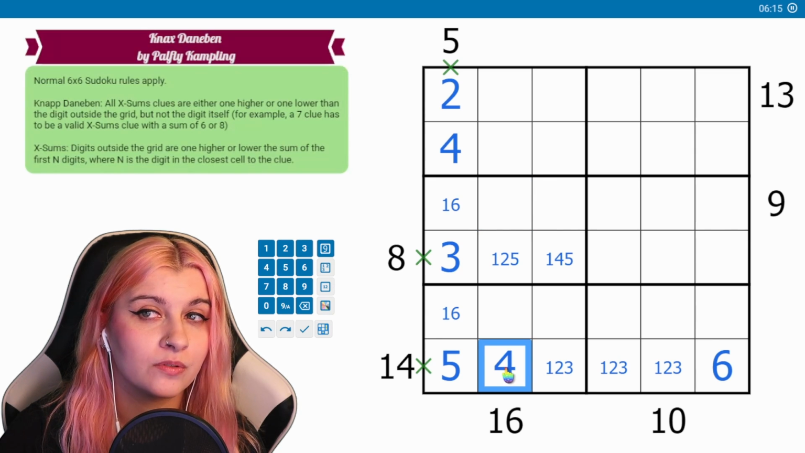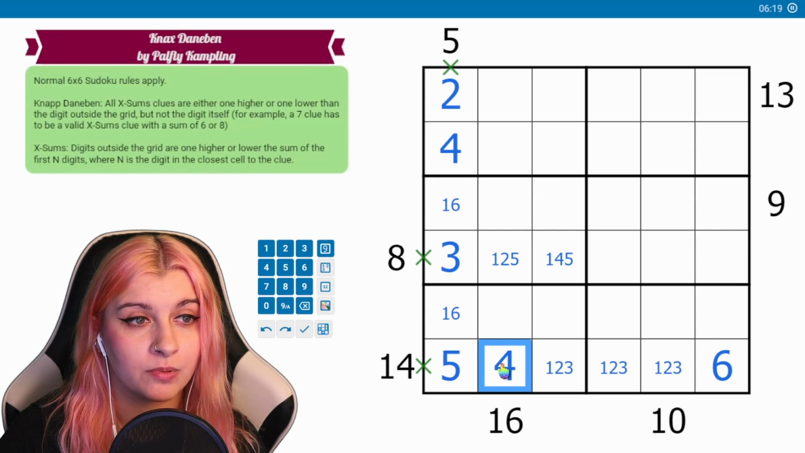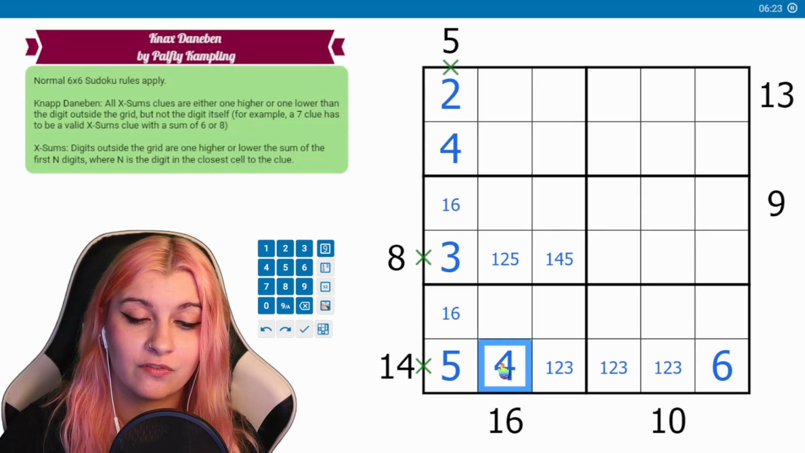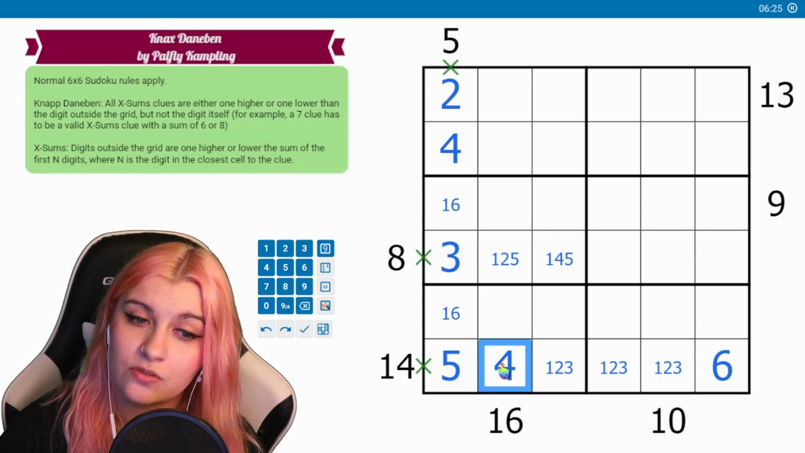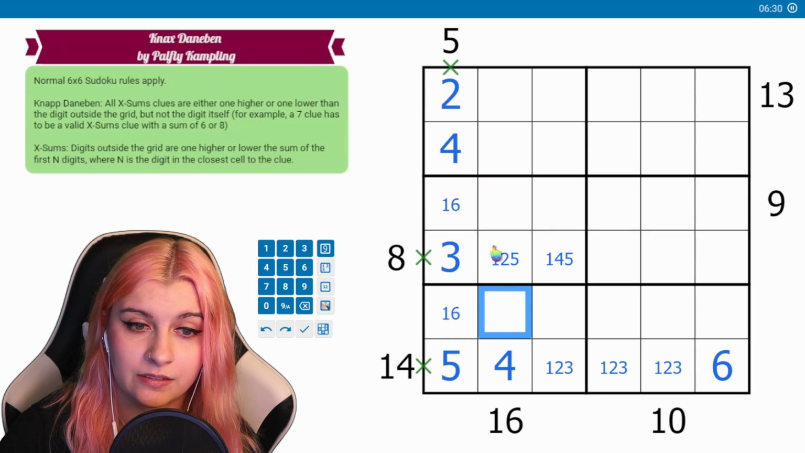What if I don't use a 6? What is 2 plus 3 plus 4 plus 5? 2 and 3 is 5, plus another 5 is 10. That's only 14. So I do need to use a 6. It'll go either here or here.